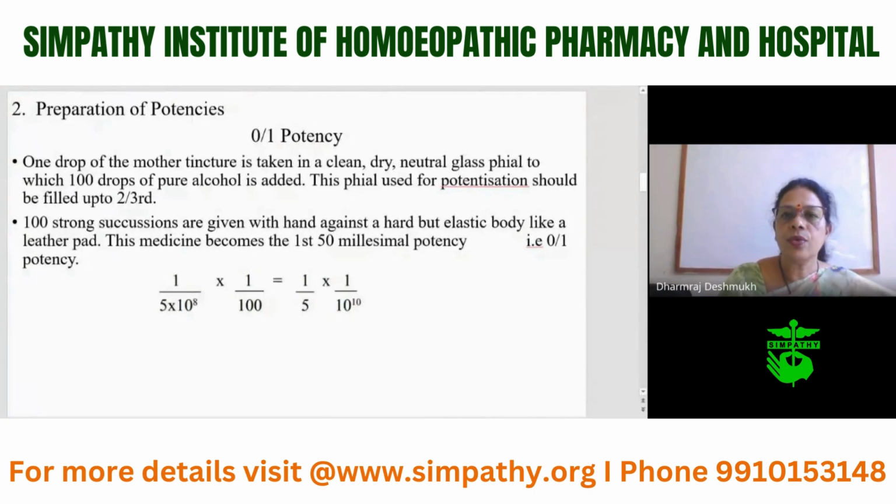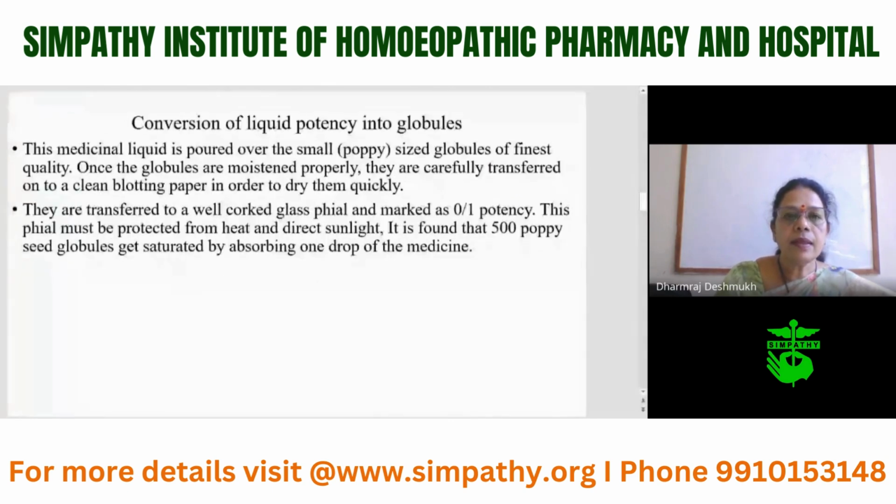See this, how you will prepare the 0/1 potency from the mother tincture. For that, take 1 drop of mother tincture in a clean neutral glass phial, add 100 drops of pure alcohol and potentize it by giving 100 downward succussions. Then your strength will be 1/5 multiplied by 10⁻¹⁰.